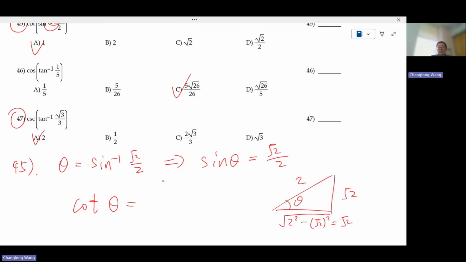Oh wait, adjacent of an opposite, right? So this is 1. All right, that's 45.